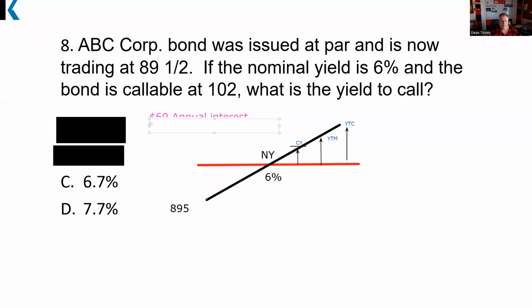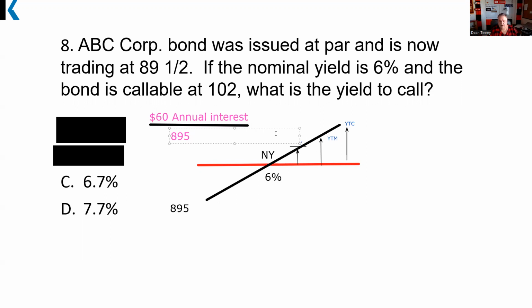So here's my $60. And the bond cost me $895, the current market price. And I'm terrible at arithmetic, so anytime they offer me a calculator, I'm going to say thank you very much. And so 60 divided by 895 is a current yield of 6.7.